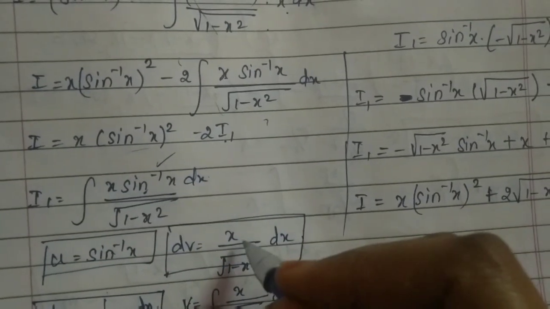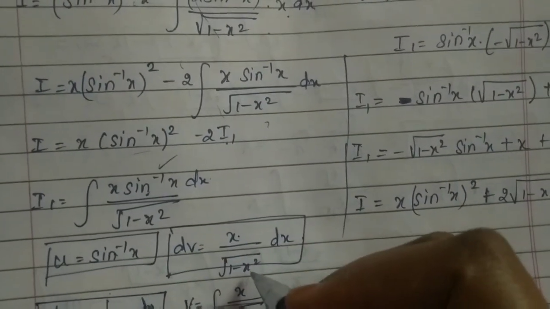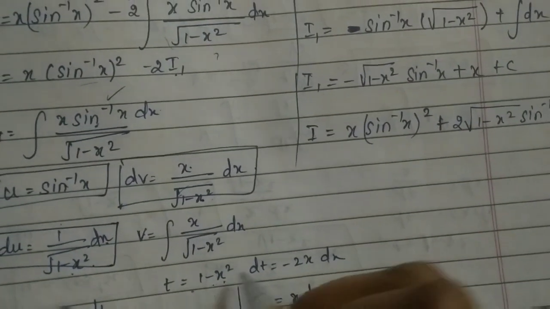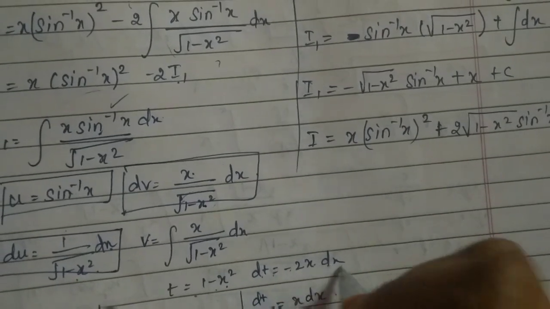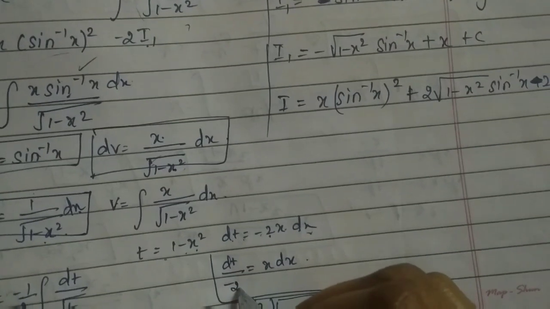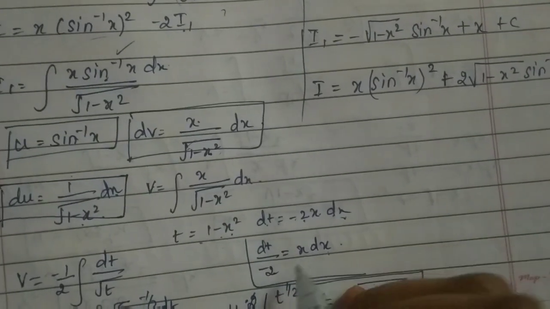As I told already, if you have x in the numerator and x squared in the denominator, you need to take this 1 minus x squared to be t. When you take t to be 1 minus x squared, dt will be minus 2x into dx. You have x dx alone, so bring this minus 2 to the denominator. Just you are going to substitute in the integral.